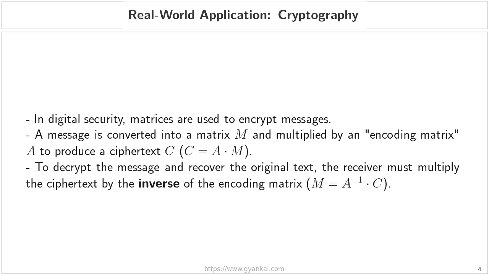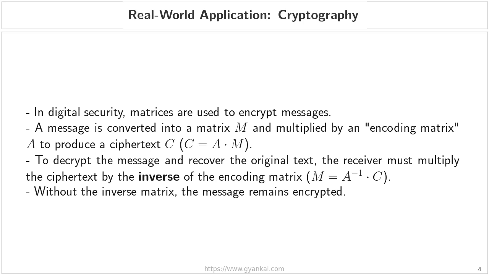To do this, they must multiply the ciphertext matrix by the inverse of the encoding matrix, which is matrix A inverse, multiplied by matrix C. This process recovers our original message matrix, M. As you can see, the entire security of this system relies on the existence of that inverse. Without the inverse matrix, the message remains encrypted and unreadable.